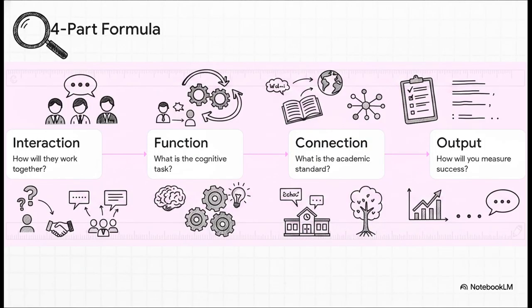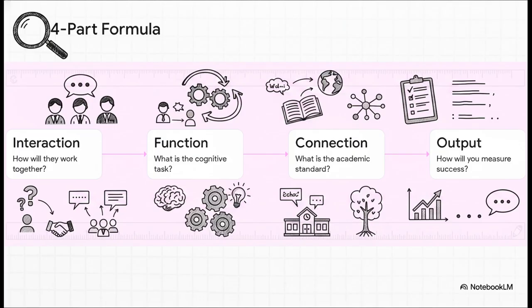First, you ask about student interaction. How will they actually work together? Are they going to pair share, debate, or collaborate? Second, the language function. What's the cognitive language task here? Are they explaining, justifying, or maybe analyzing? Third is the content connection. What is the actual academic standard or topic? And finally, fourth, the measurable output. How will you actually measure that success at the end of the lesson?